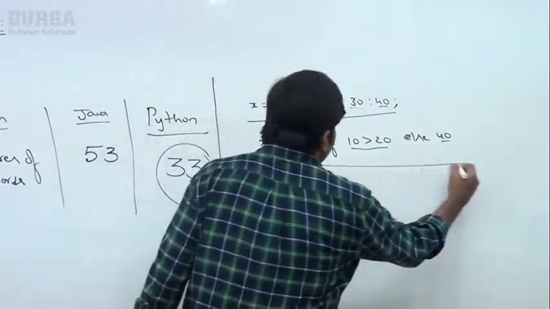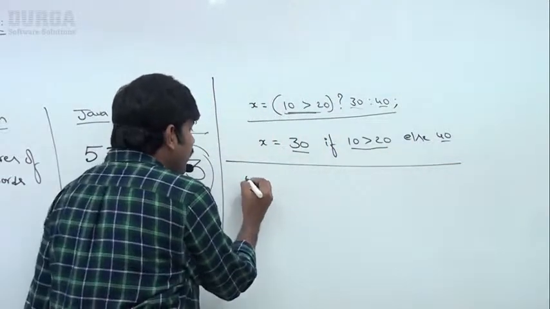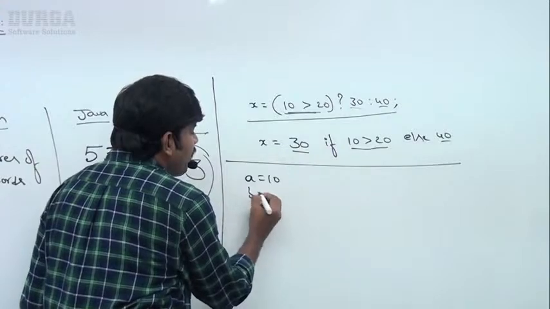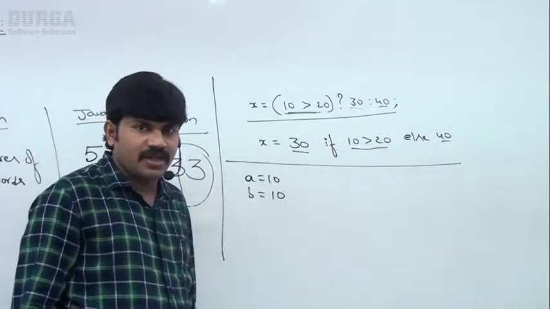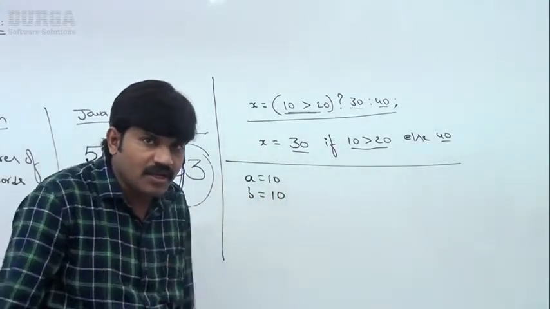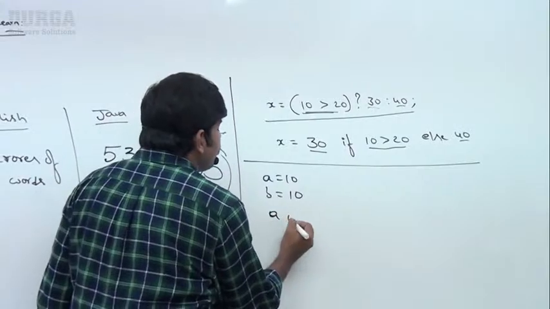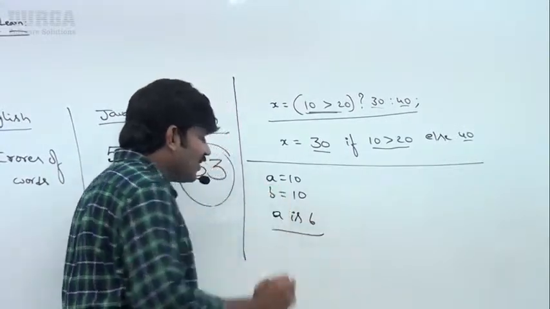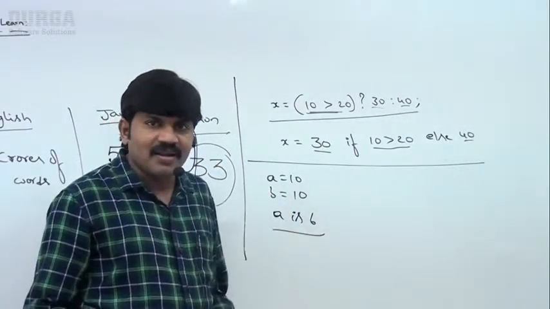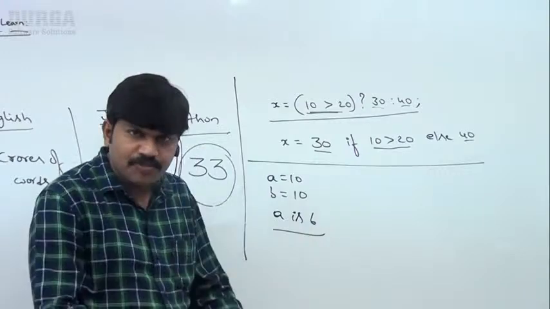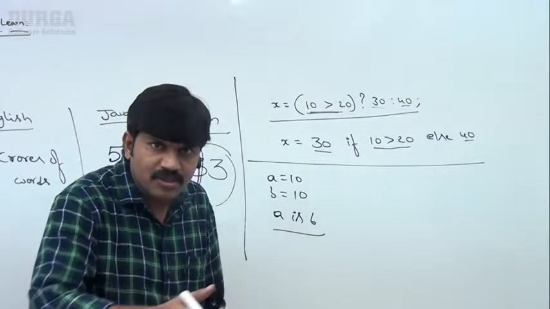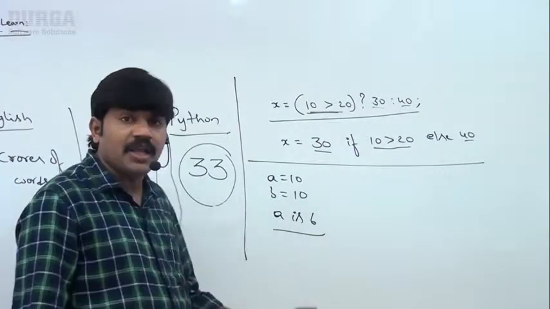Suppose I have a is equal to 10 and b is equal to 10. I want to check whether a and b are equal or not. a is b or not? Are you getting it? You have to ask whether a is b, that is, both are pointing to the same object, something like a is b or not.